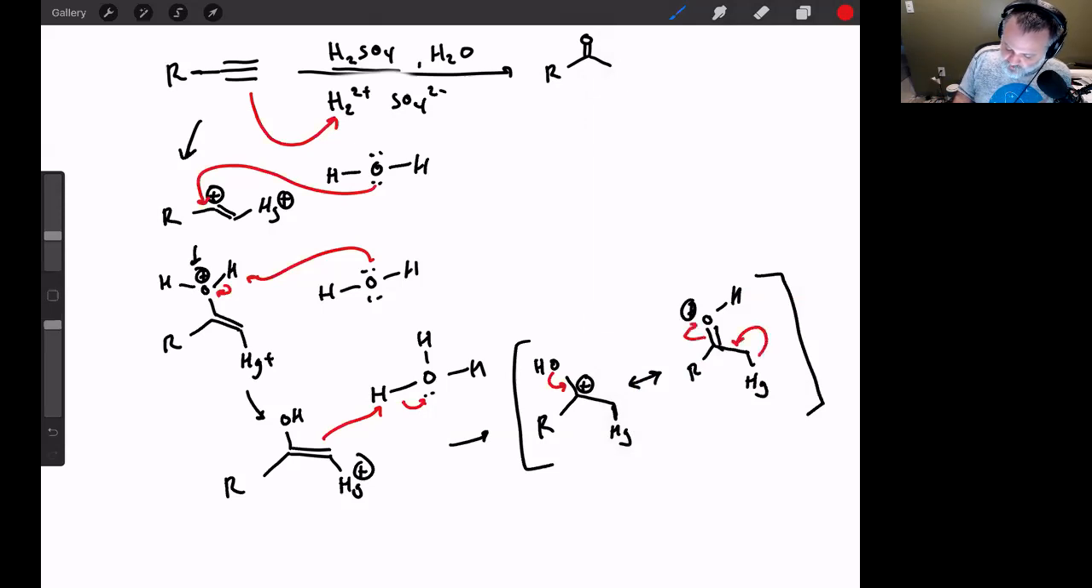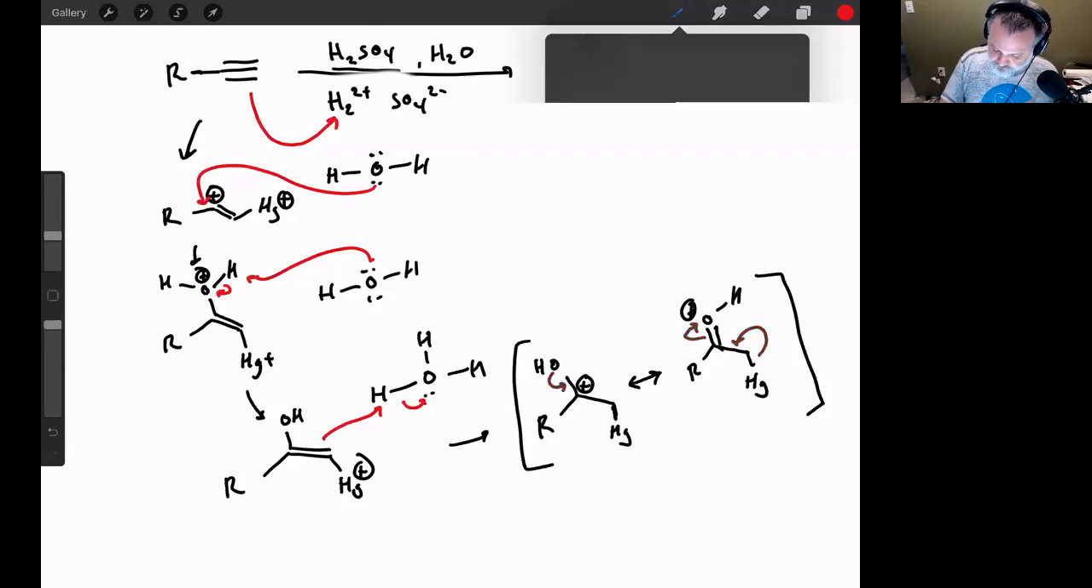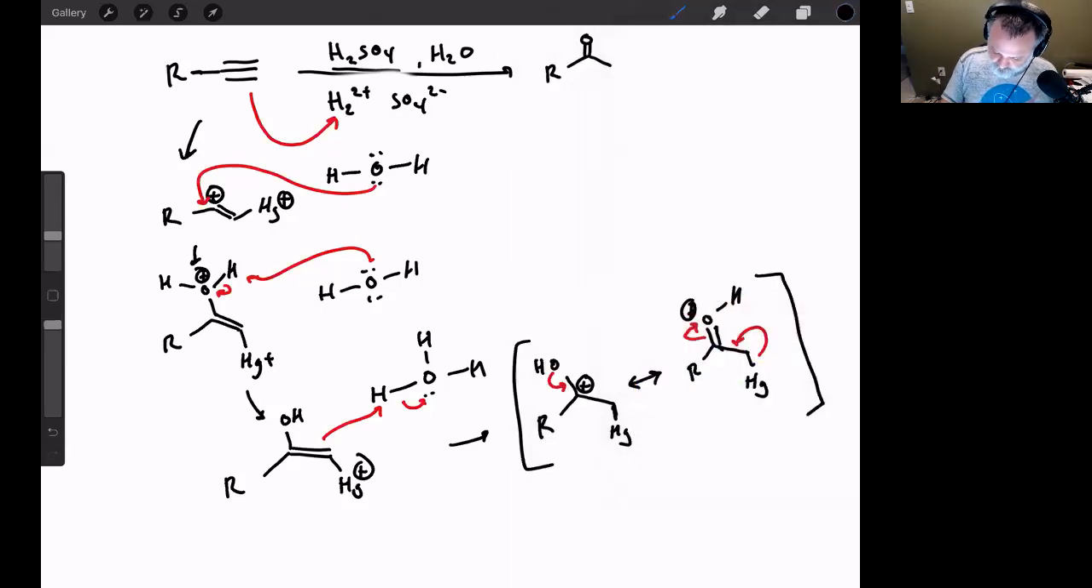And now reforming the double bond, this gets the intermediate enol and reforms the mercuric ion. Okay, so it is a new mechanism. It is something that I want you to know. It really isn't vastly different than what we've done before, but it is different enough that it is going to take some practice to get this one down.